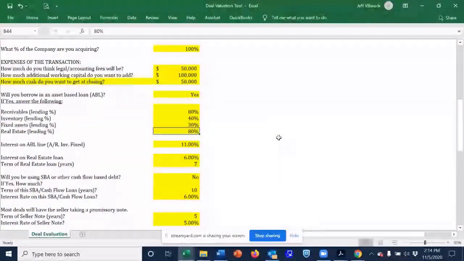So, last couple things, then we'll get to the good part. Interest on your receivables and inventory loan.